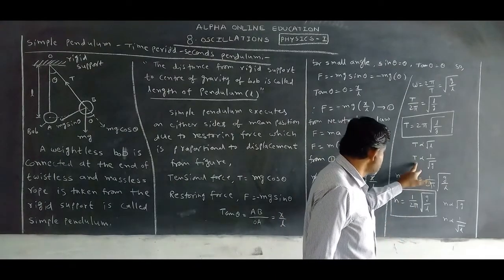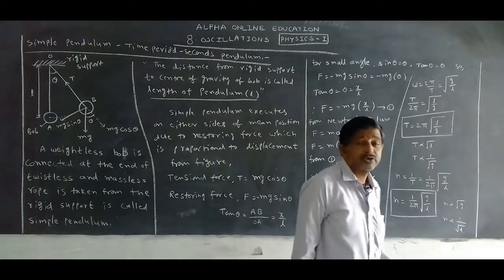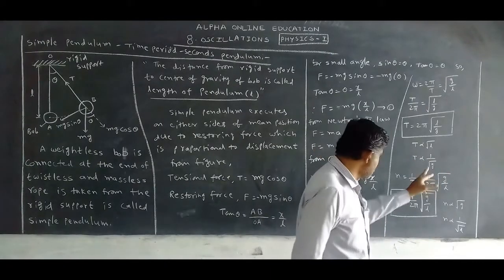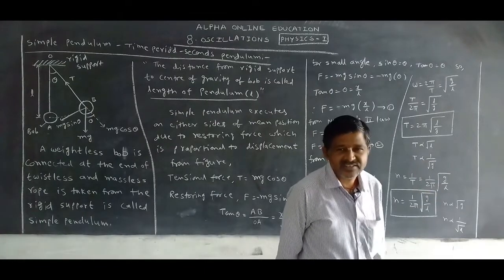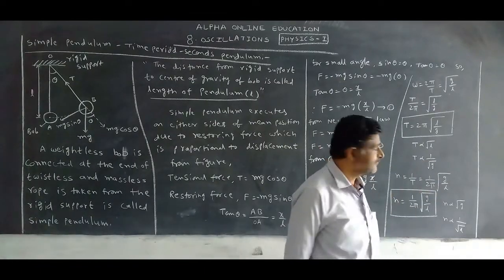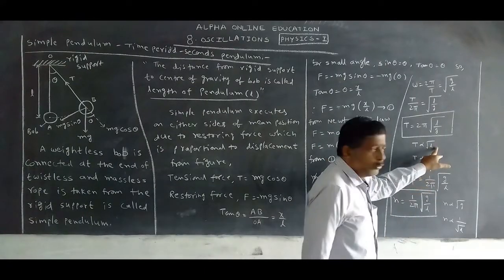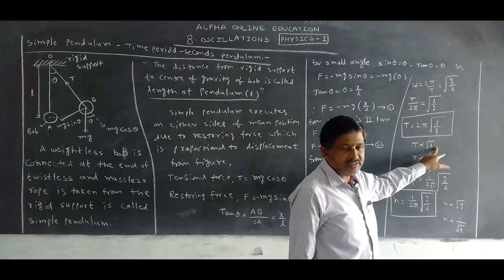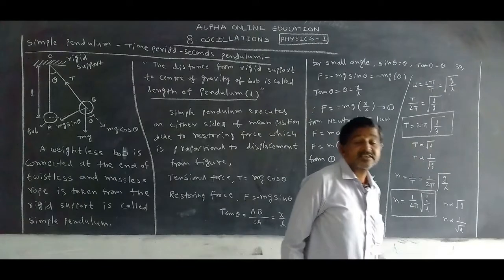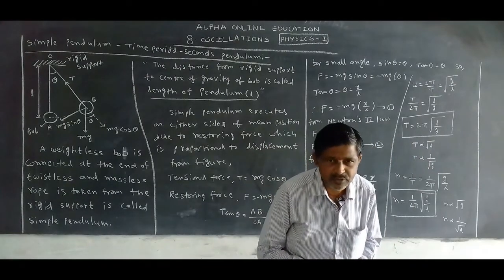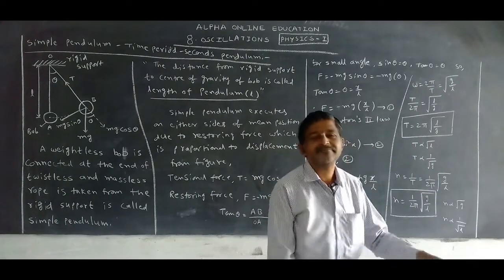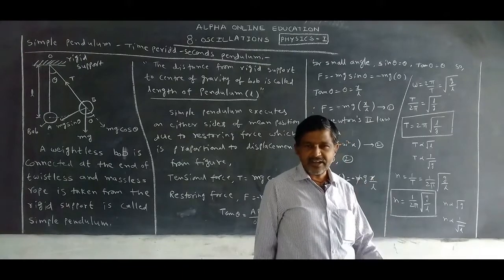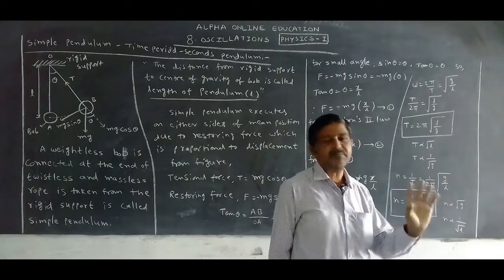Next, this time period is inversely proportional to the square root of g. What is g? g is called acceleration due to gravity. T is proportional to root L: the time period is proportional to the square root of the length of the pendulum. But the time period is inversely proportional to the square root of acceleration due to gravity. Up to here you can write, you can get only 6 marks.